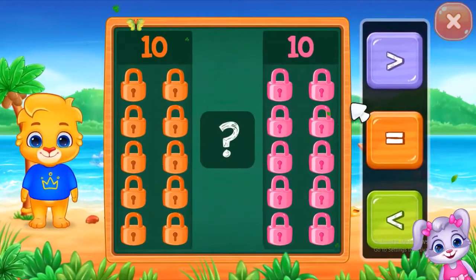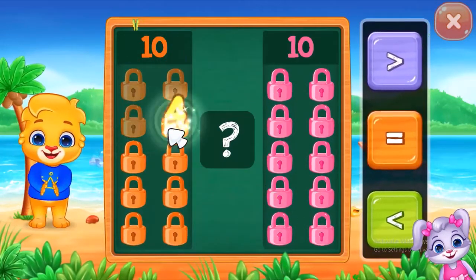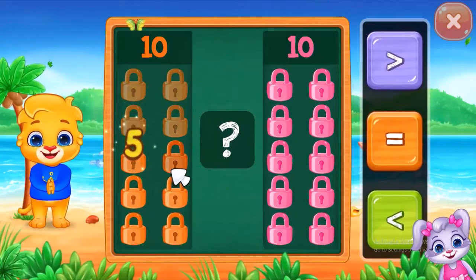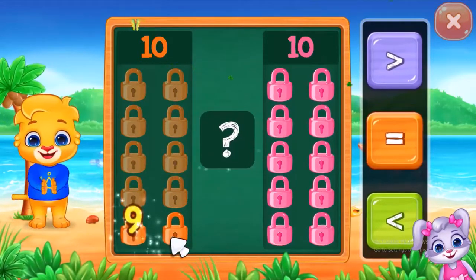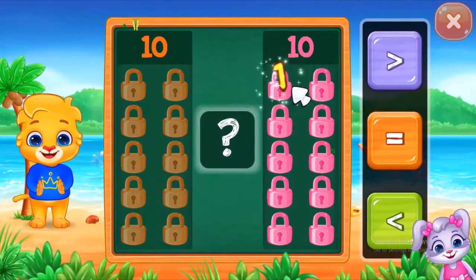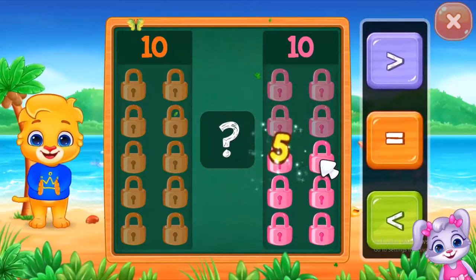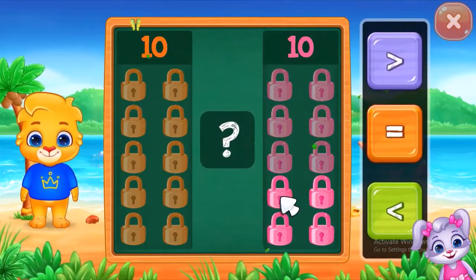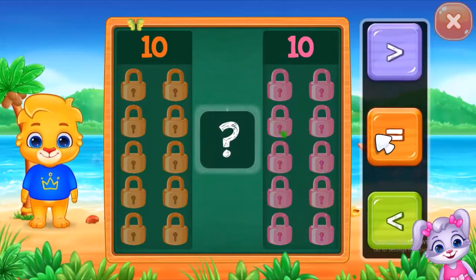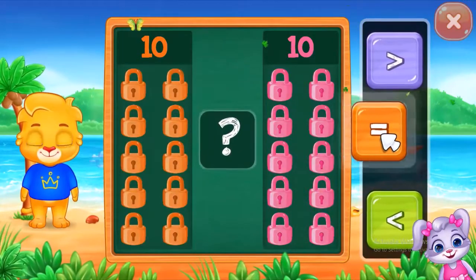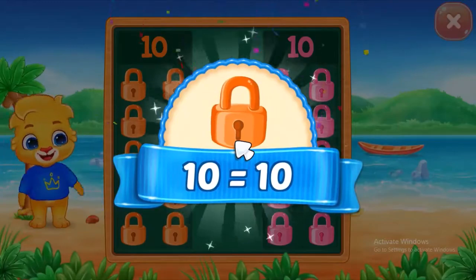Locks. 1, 2, 3, 4, 5, 6, 7, 8, 9, 10. 1, 2, 3, 4, 5, 6, 7, 8, 9, 10. Equal. Woohoo! 10 is equal to 10.